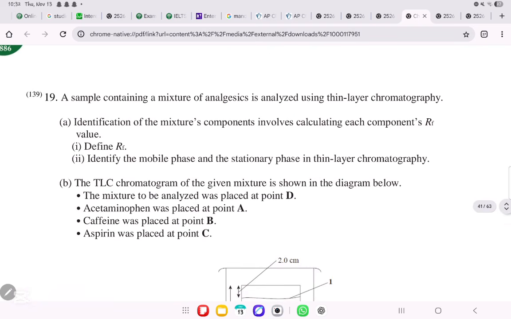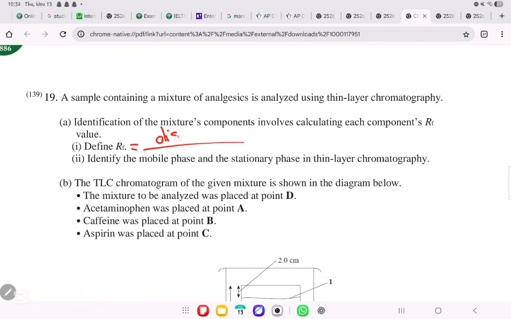We move on to question number 19. What does it say in question number 19? A sample containing a mixture of analgesics is analyzed using thin layer chromatography. Identification of the mixture's components involves calculating each component's RF. Define RF. How can you define RF in the exam?